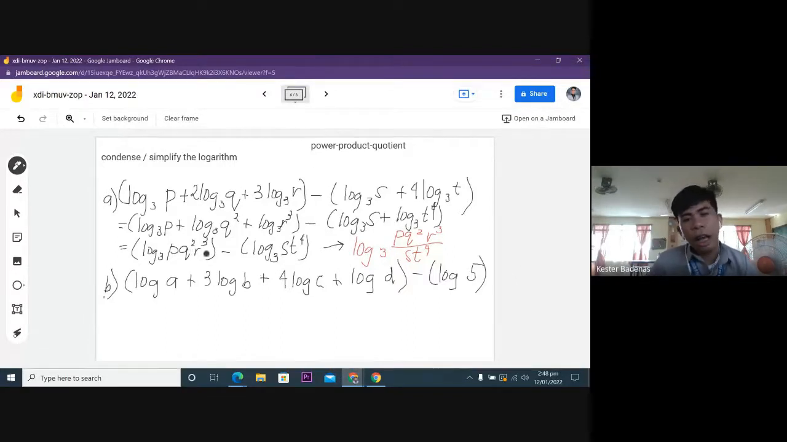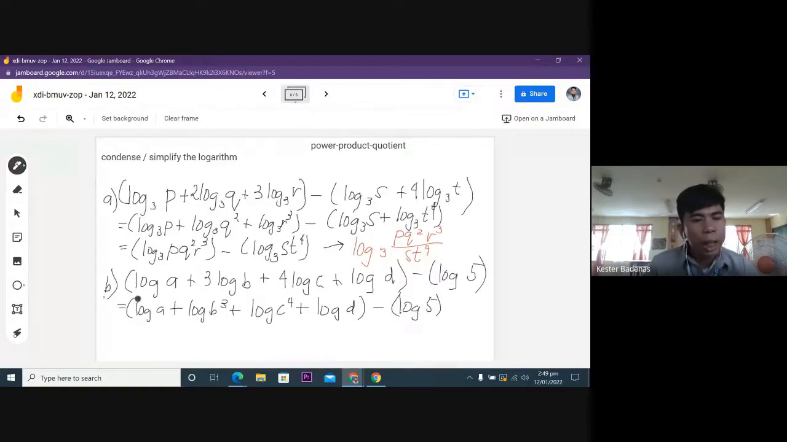Pag ln class, kahit hindi na ako magbigay ng example, pareho lang din yung gagawin. Hindi naman pinapakialaman yung base. Sige, ang gagawin natin is power rule. So we have log A plus log B cubed plus log C raised to 4 plus log D minus log 5. Okay, paikliin lalo.